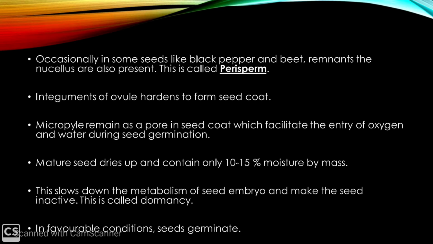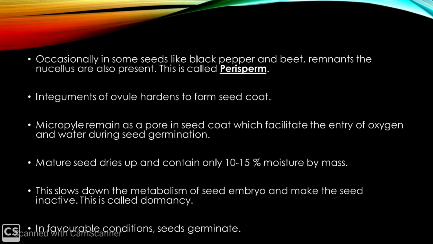Integuments of ovules get hardened to form the seed coat during maturation of the seed from the ovule. The micropyle remains as a pore in the seed coat, which facilitates the entry of oxygen and water during seed germination. As the seed matures, the water content is reduced and the seed becomes relatively dry, that is, only 10 to 15% of moisture remains in the seed, due to which the general metabolic activities of the embryo slow down and the embryo enters a state of inactivity known as dormancy.